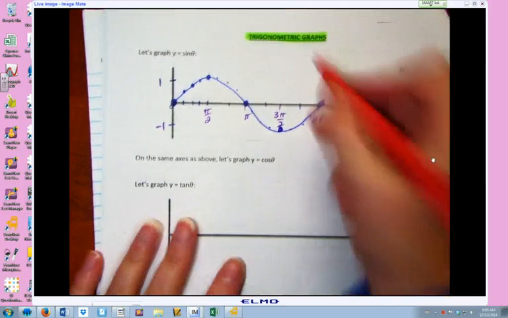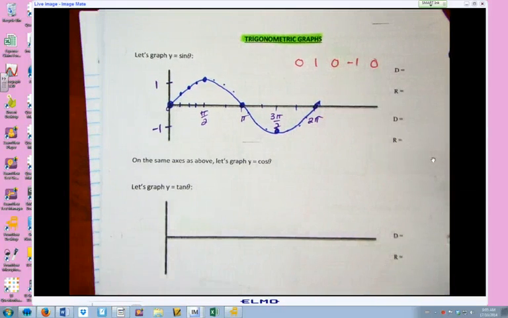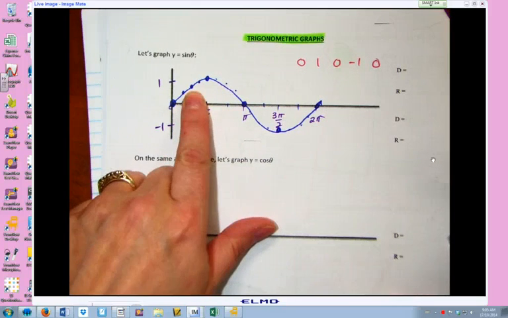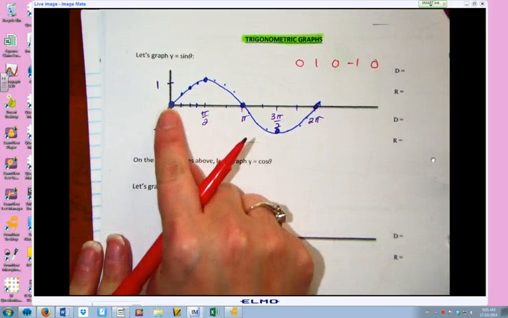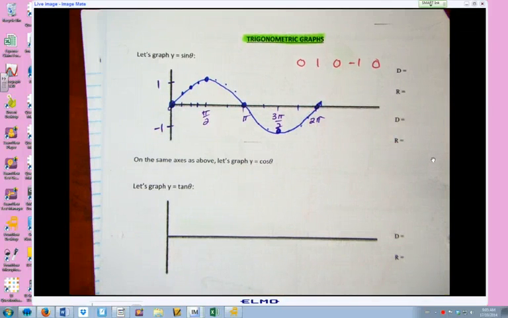memorize them in order so we know that it goes 0, 1, 0, minus 1, 0. You don't need to actually plot the pi on 3s and pi on 4s and pi on 6s. If you just do the 4 or 5 points, 0, 1, 0, negative 1, 0, you'll get the perfect sine curve. Okay, I just wanted to show you why they were what they were in quadrant 1, 2, 3, 4.